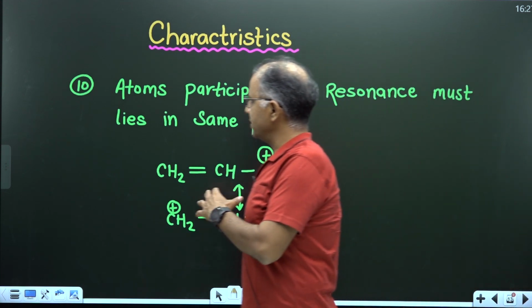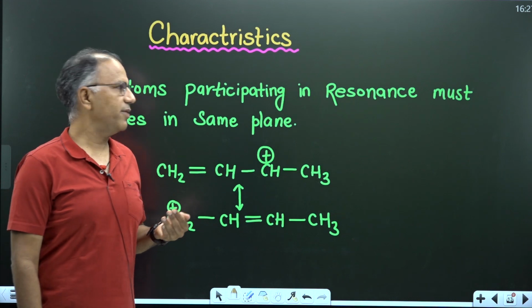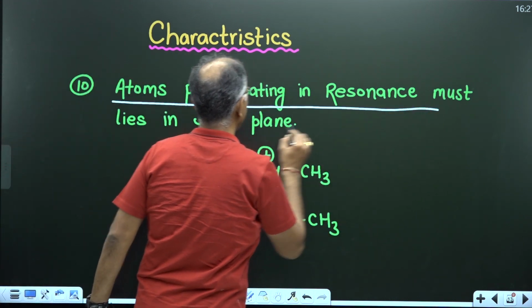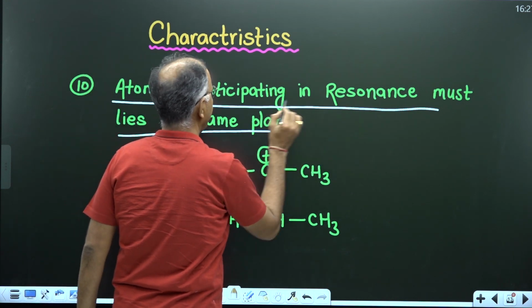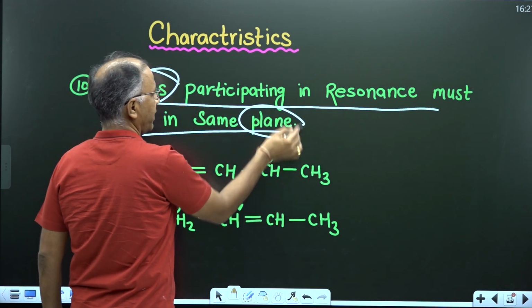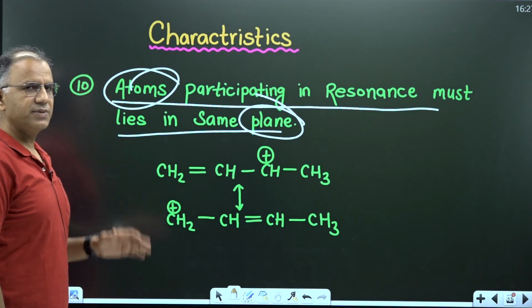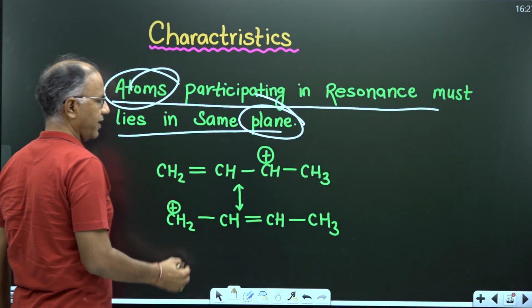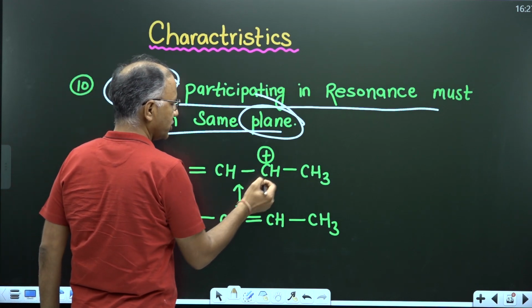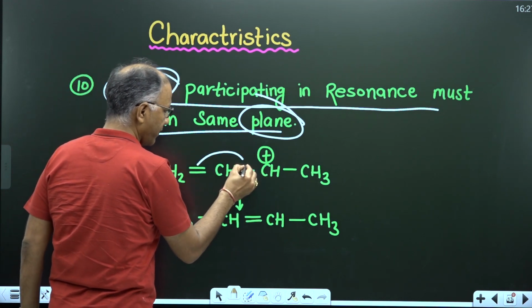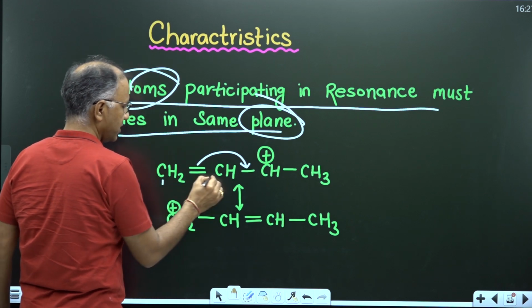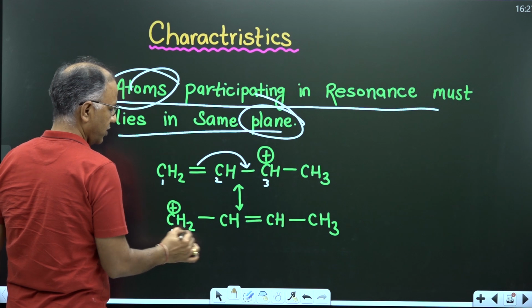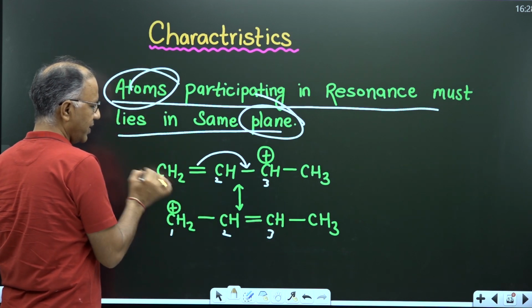Although we will discuss this point in our next lecture, let me explain one more point. The atoms participating in resonance must lie in the same plane. Why must atoms lie in the same plane? First of all, I will explain resonance in a carbocation. In order to delocalize this positive charge, if we move this pi bond from this to this position, that is, if the pi bond moves from the 1,2 to the 2,3 position, then this carbon becomes electron deficient.